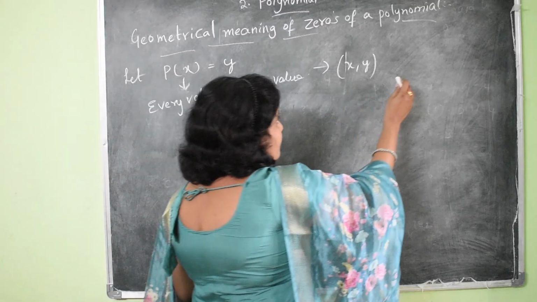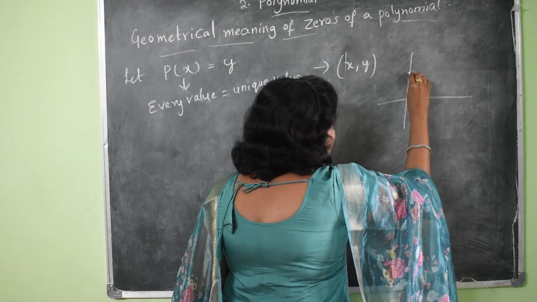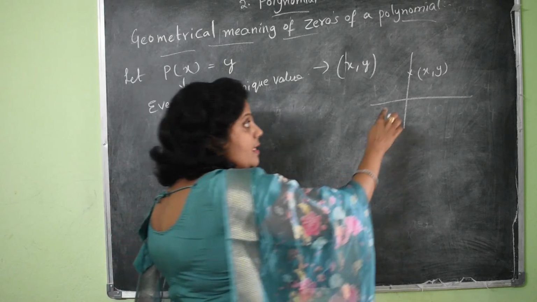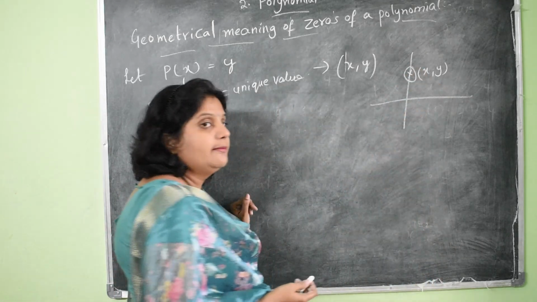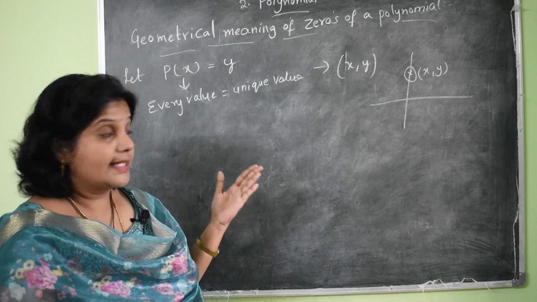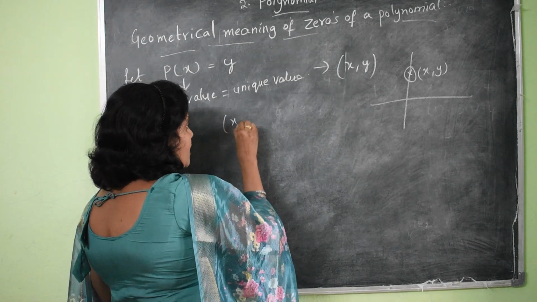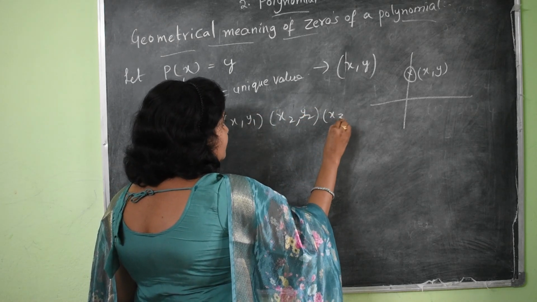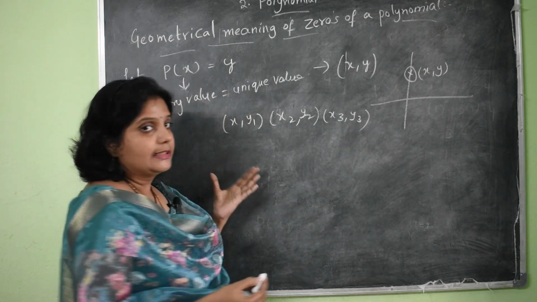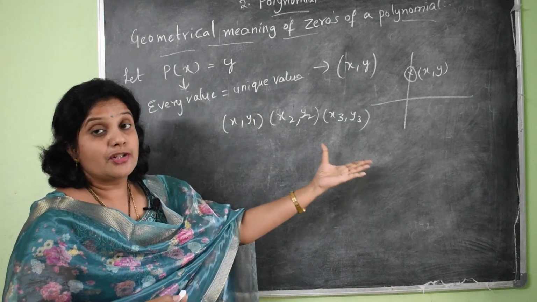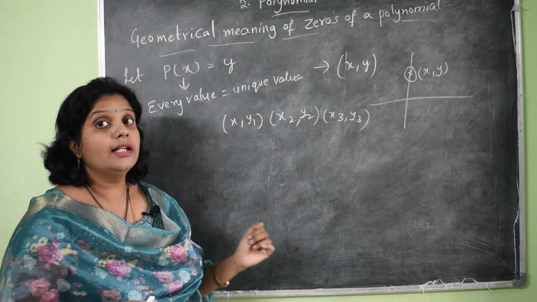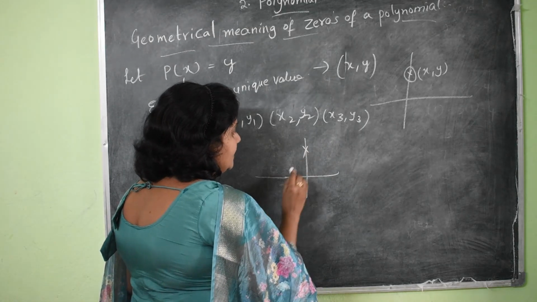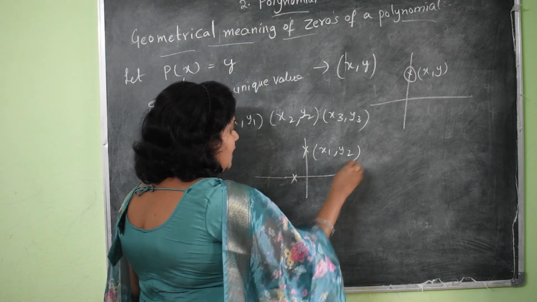So this represents a point in a coordinate plane. So this is representing a point in the coordinate plane. Like that, a set of such points like x1, y1, x2, y2, x3, y3 will come. That set of such points will give the graph of a polynomial.